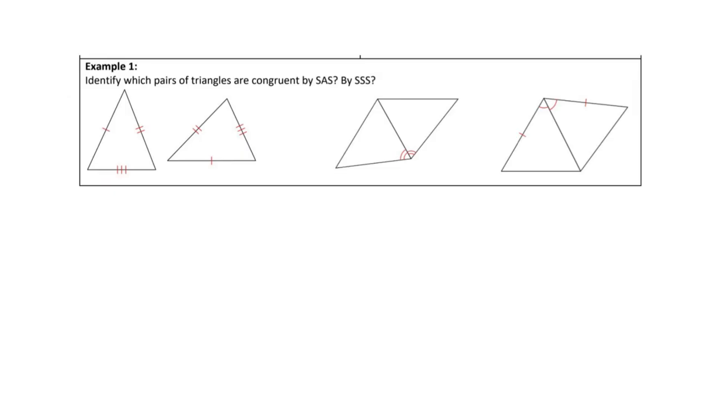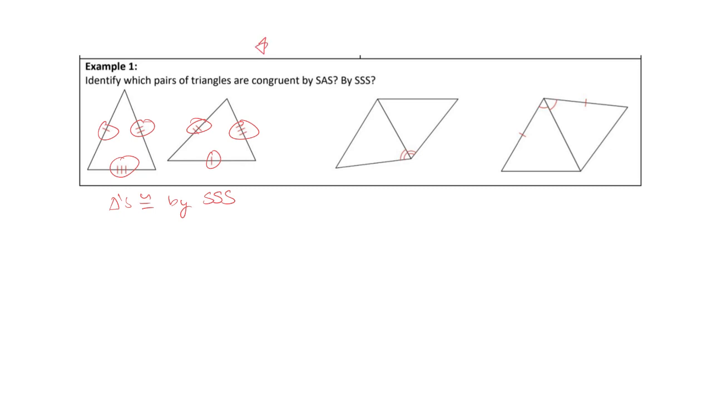So let's start applying this to examples. It says identify which pairs of triangles are congruent by SAS, or by SSS, or neither. If we look at the first one, we have 3 sets that are congruent. All 3 sides are congruent to each other, so these triangles are congruent by side, side, side.